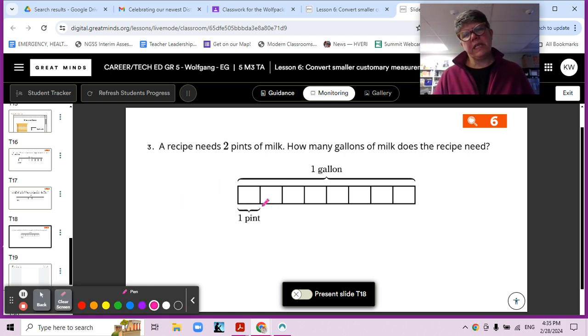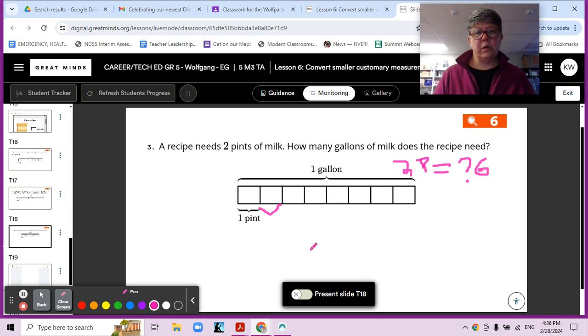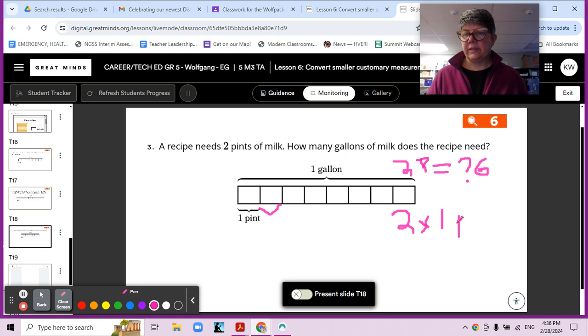Okay, so a recipe needs 2 pints of milk, and that's 1 pint. I'm just going to mark 2 of them since we need 2 of them, right? How many gallons? So 2 pints is equal to question mark gallons. Yes. Okay, very good. Now we're going to write this out. 2 pints, 2 times 1 pint. And we're writing this out so we can convert it easily.